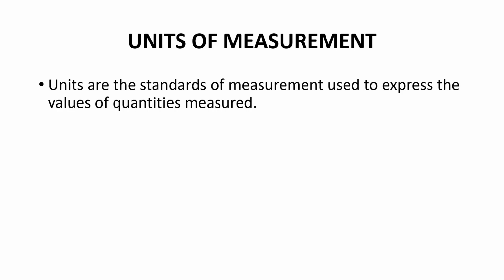The quantities you have measured, the unit is what you use to express that value. So if you get 40 what? 40 meters, 40 centimeters cubed, 40 kilograms or 40 grams. So the grams, the kilograms now become the unit that you use to express the value of that quantity you have measured. That is unit.